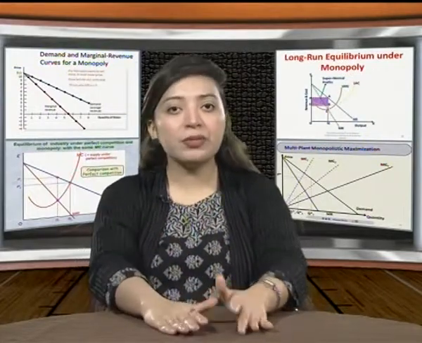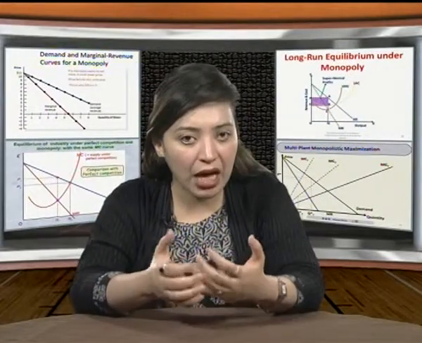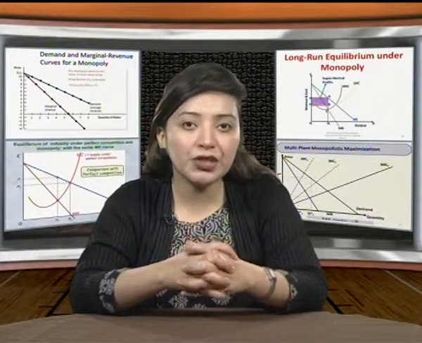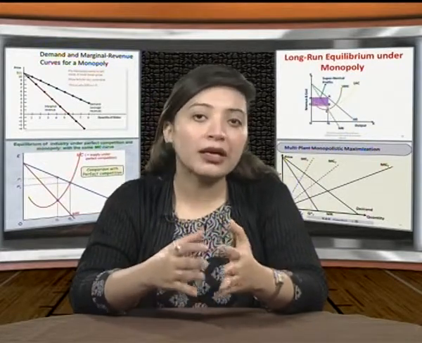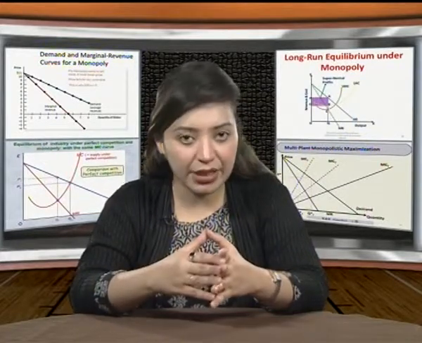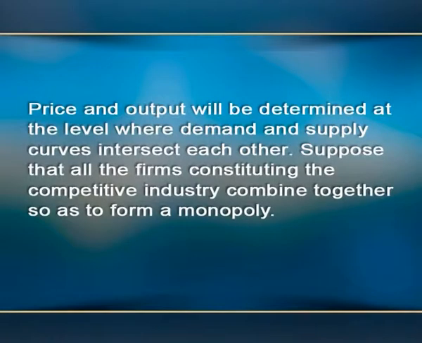Suppose a number of firms are producing homogeneous products and pure or perfect competition exists among them, so that no one can individually affect the price. Price and output will be determined at the level where demand and supply curves intersect each other. Suppose that all the firms constituting the competitive industry combine together so as to form a monopoly.